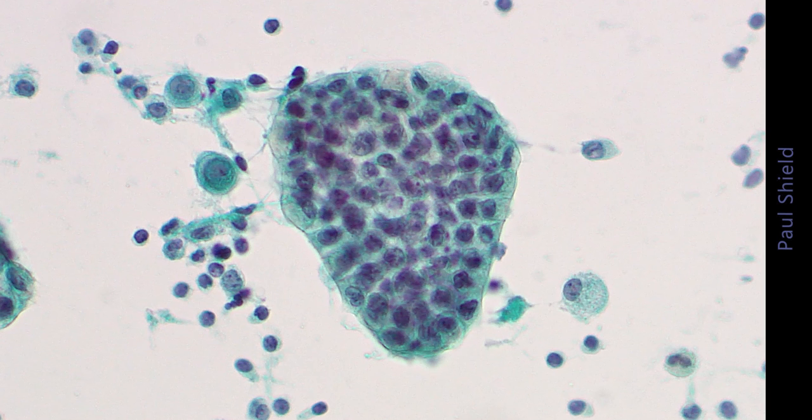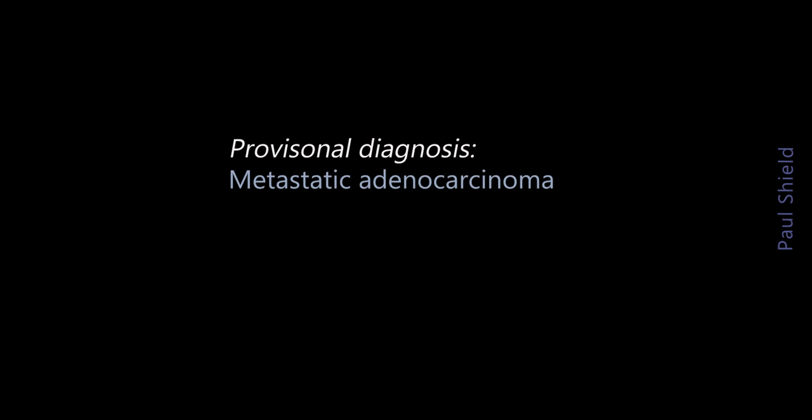So in this case, identifying two populations really was helpful. A feature that's probably not always helpful, but in this case, that was really the key to the diagnosis. So our provisional diagnosis was metastatic adenocarcinoma.